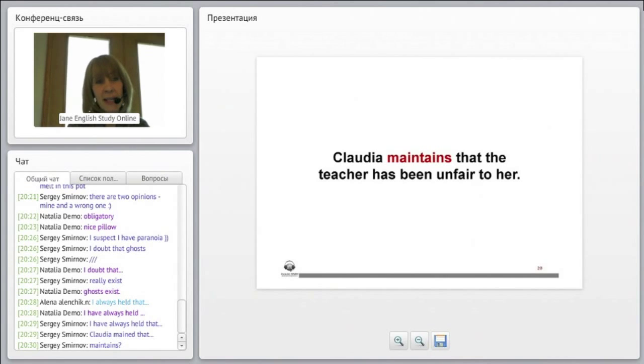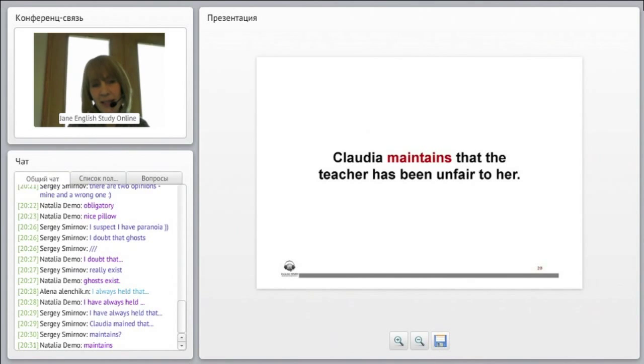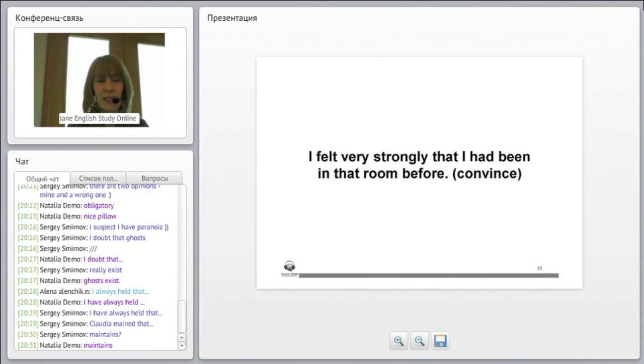It's maintains. Let's look at the answer and we'll keep moving on. So Claudia maintains. So this is an active voice. So you don't say is maintained. It's maintains. Good. Good, Natalia. Maintains. So it continues believing is what it means. She continues believing. Okay, another one.